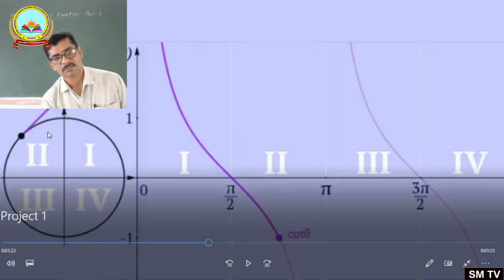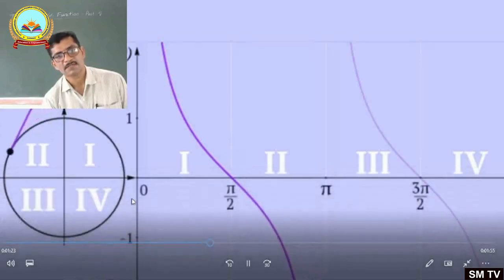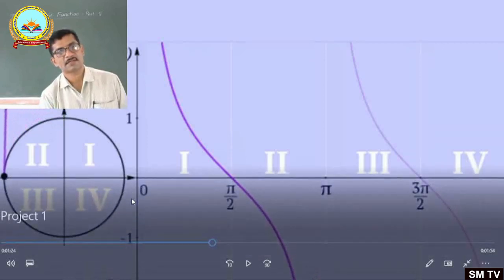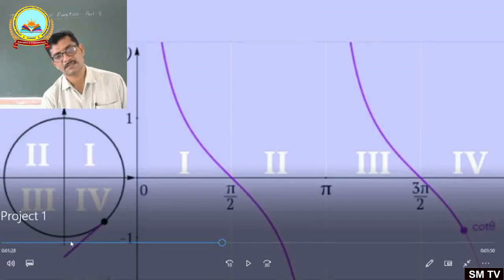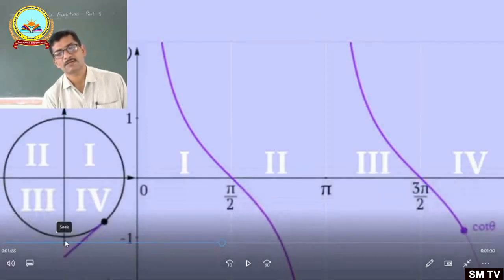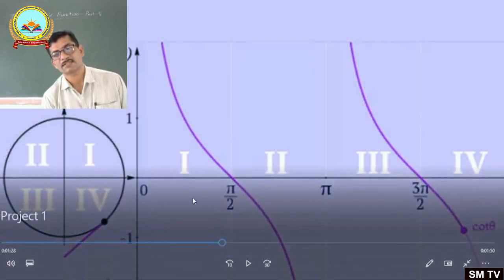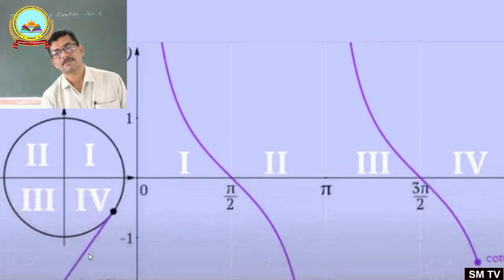In the second quadrant, the line comes here and is decreasing, starting from 0 and going to minus infinity, the value of the graph. And in the third quadrant, it keeps decreasing. Next, in the fourth quadrant, it starts from 0, and this line goes from 0 to minus infinity.